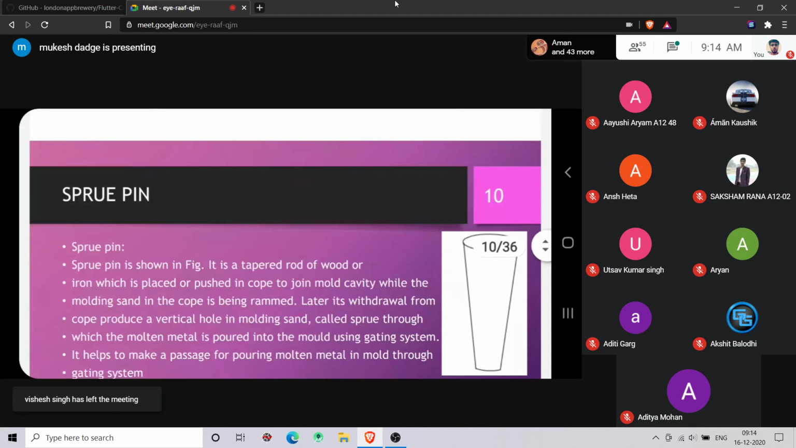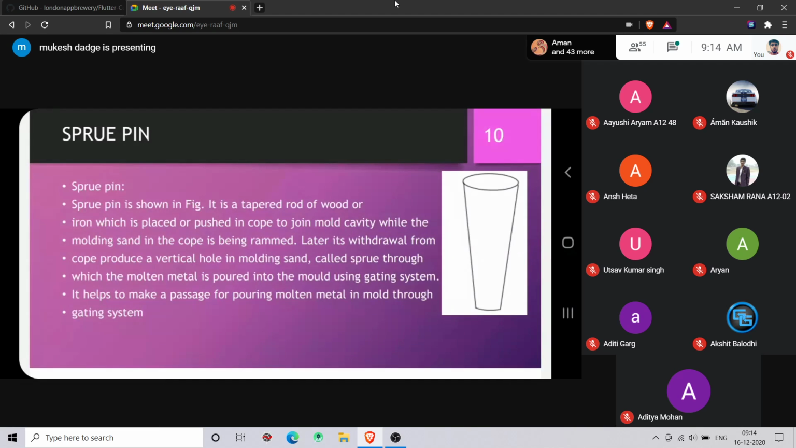The screw pin is a taper one, to create that funnel shape. You have to create the funnel shape. From this area only, this cavity only, you have to pour the molten metal.